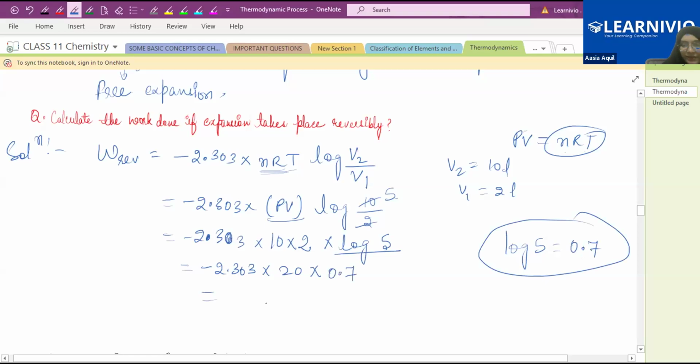Now just multiply it and tell me the value. So I think that was in atmosphere liter, right? Volume was in liter and the pressure was in atmosphere, so this was in atmosphere liter. So when you multiply it by 100 joule, because you know 1 atm liter is approximately equal to 100 joule, you can substitute it over here. So atmosphere liter has been converted into joule now. Now just calculate this and you will get the value of work done.